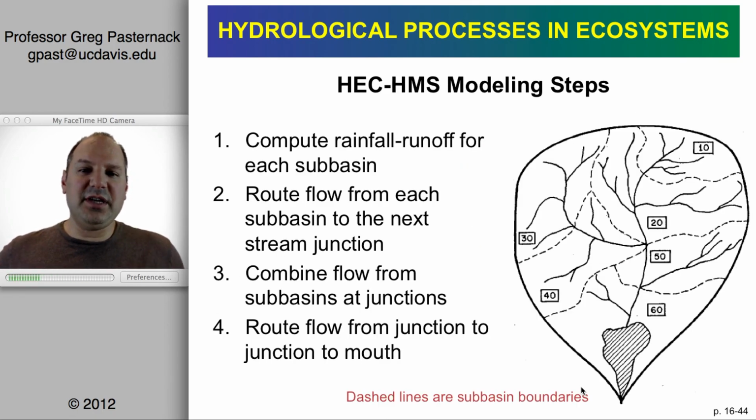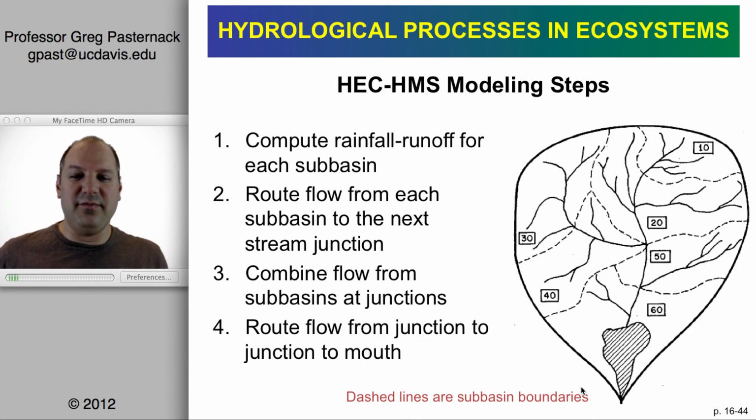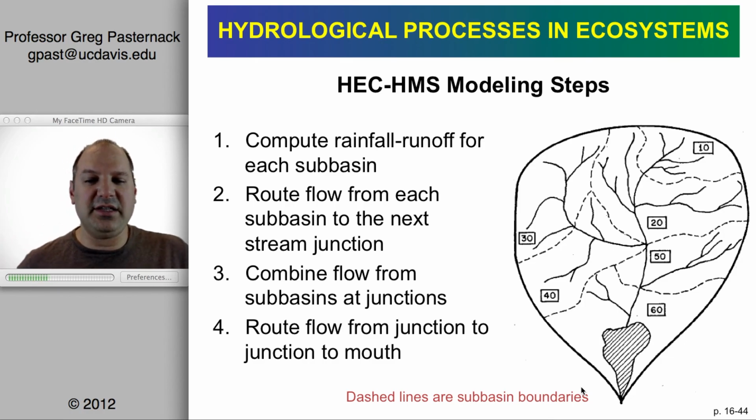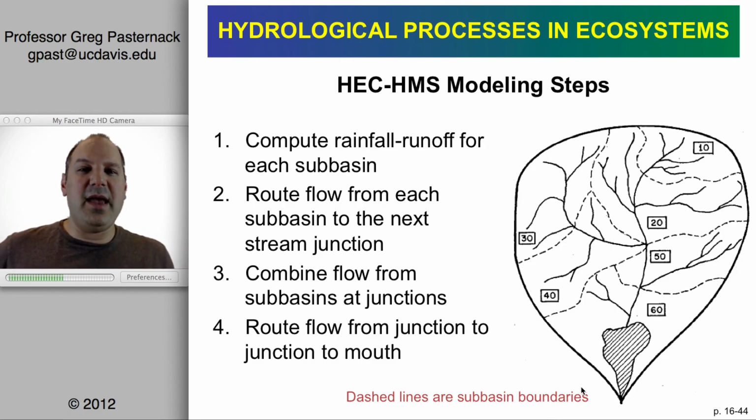So what are the steps in a HEC HMS model? And of course, you'll be doing these steps very soon. Compute the rainfall runoff for each subbasin, route flow from each subbasin to the next stream junction, combine flows from subbasins that are at that junction, and route flow from junction to junction down to the mouth. I've already walked you through that once, but I'm just hitting it again.